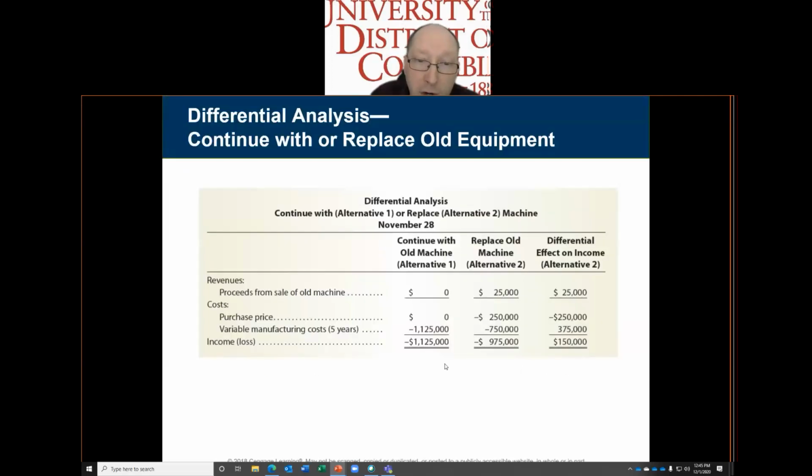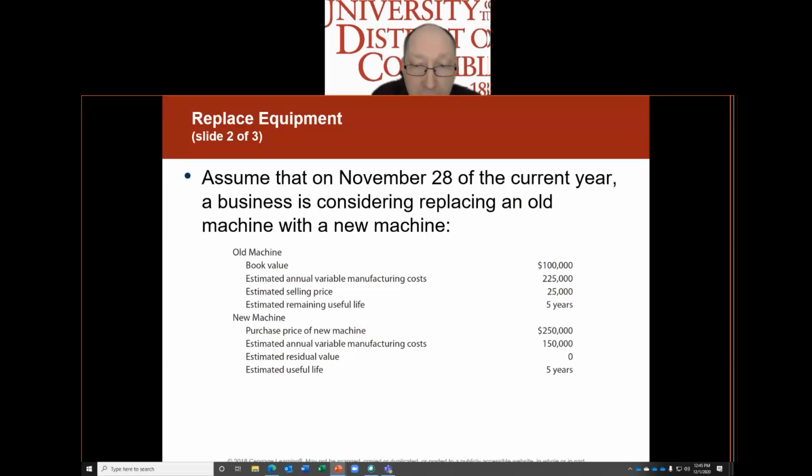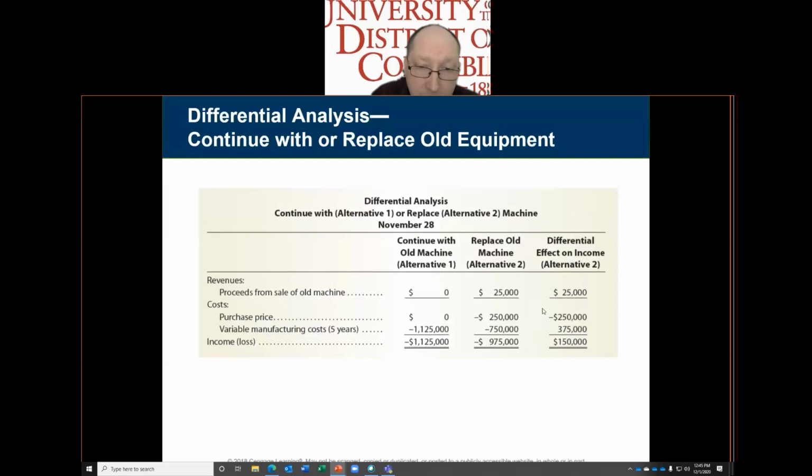So let's do a differential analysis. My current machine, zero revenue. Purchase price, I already have it. I don't need to purchase it again. My current variable manufacturing cost for 5 years is $1,125,000. How we got that? You're probably asking. You take your annual variable cost times the 5 years.